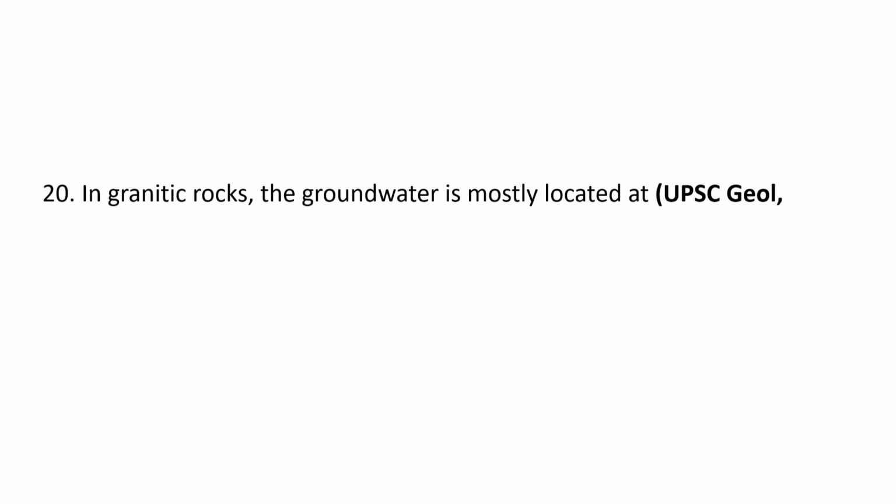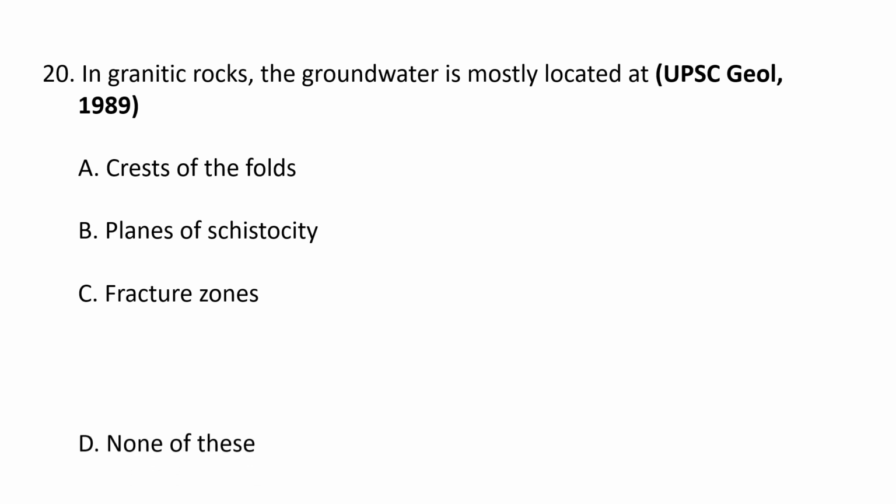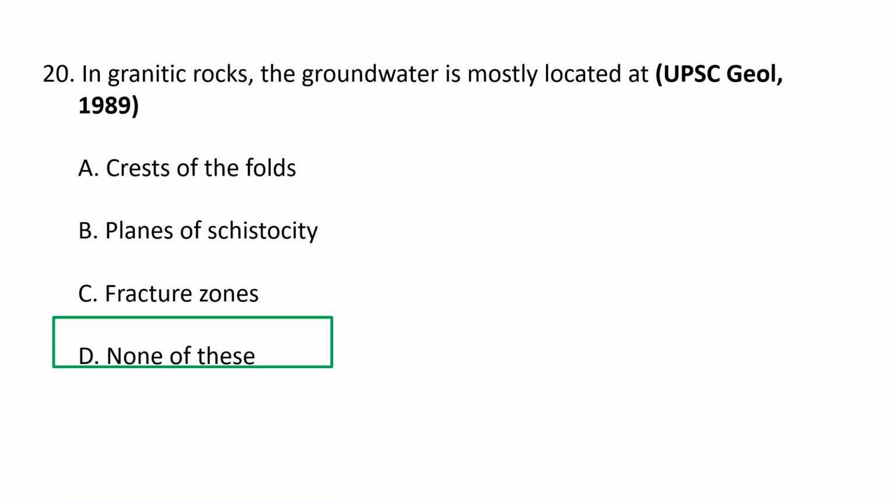Next question. In granitic rocks, the groundwater is mostly located at A. Crests of the folds, B. Planes of schistosity, C. Fracture zones, and D. None of this. Generally, fracture zones are good locales for groundwater in granitic rocks. So C is the correct answer.